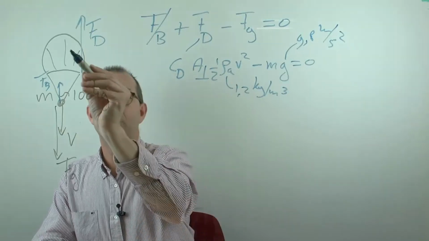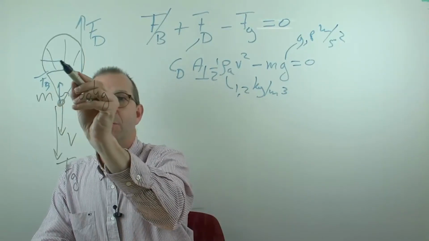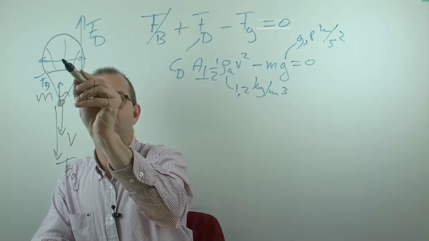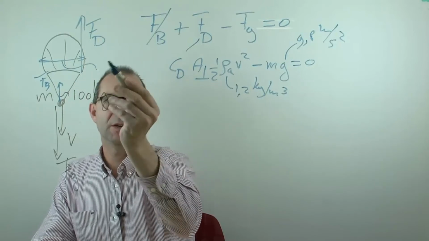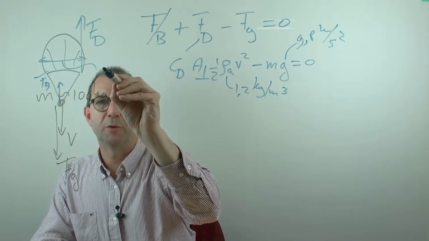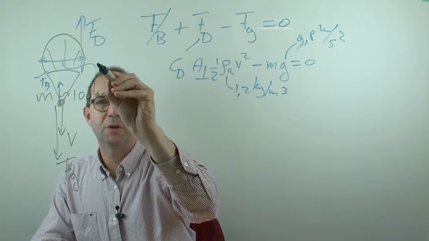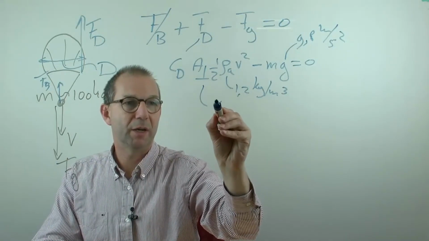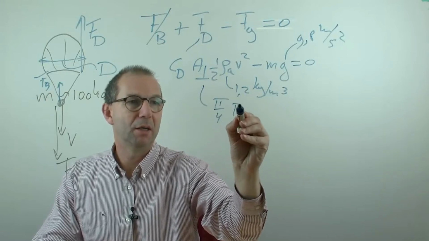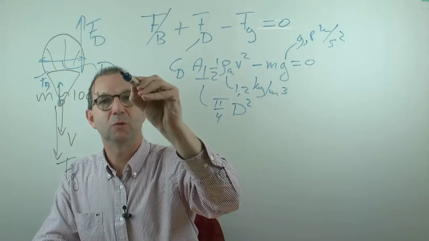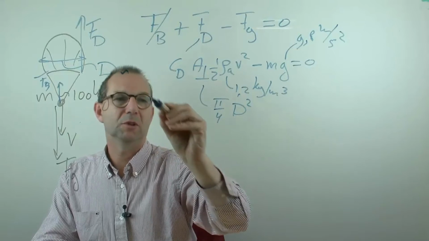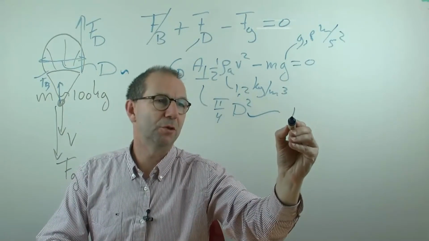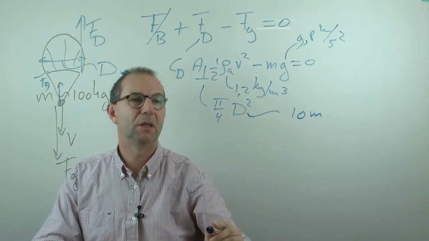The A is coming from the chute. It is the frontal area of the chute, which is basically, if you look at the frontal area from the air perspective, a circle with diameter big D. So the frontal area is quarter pi D squared, D on the order, well, let me write it here, on the order of 10 meter.